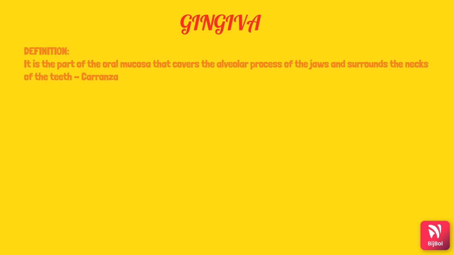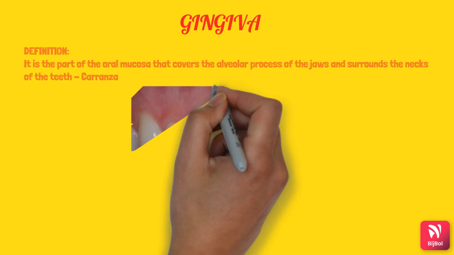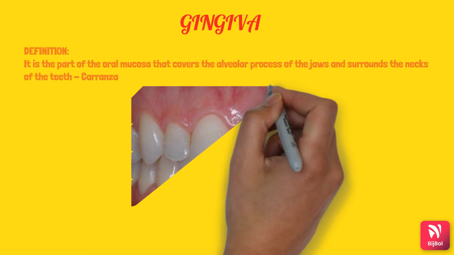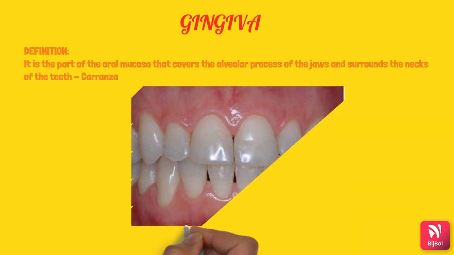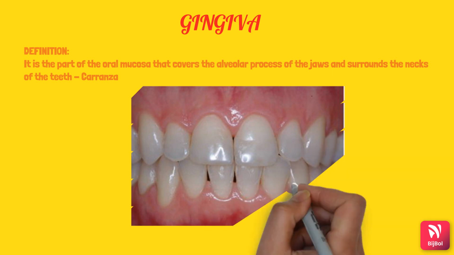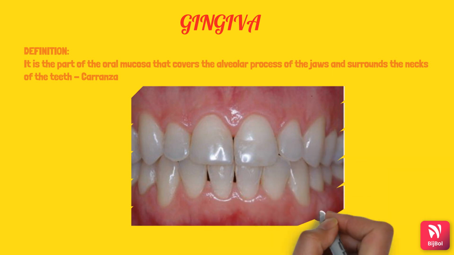In the first diagram we have seen that there is cementum, periodontal ligament, alveolar bone and surrounding it we have the gingiva. So yes, it covers the alveolar process of the jaws and it surrounds the necks of the teeth. You can see in the picture that the gingiva is nicely adapted onto the tooth surfaces. But the gingiva does not exactly end at the neck of the teeth, that is the cemento-enamel junction, but it ends 0.5 to 1 mm coronal to the cemento-enamel junction.